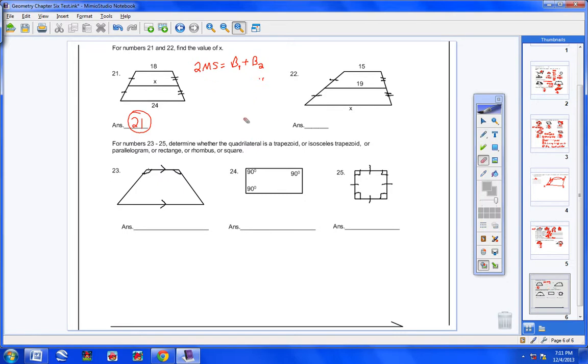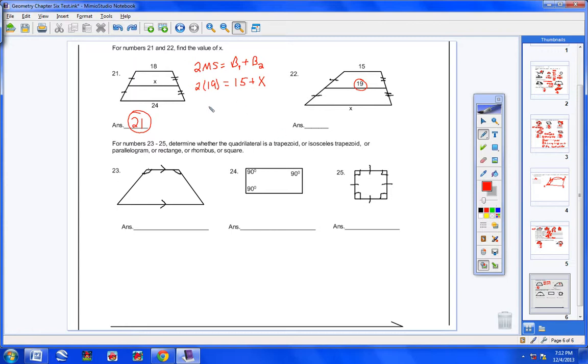Here's our formula that we're going to use, and let's fill everything in. 2 times your mid-segment. Well, your mid-segment is 19. So 2 times 19 equals base 1, we'll call that 15, plus base 2, we'll call that x. If you got these two turned around, if you put your x first and your 15 second, it doesn't matter. You'll still get the right answer, okay?